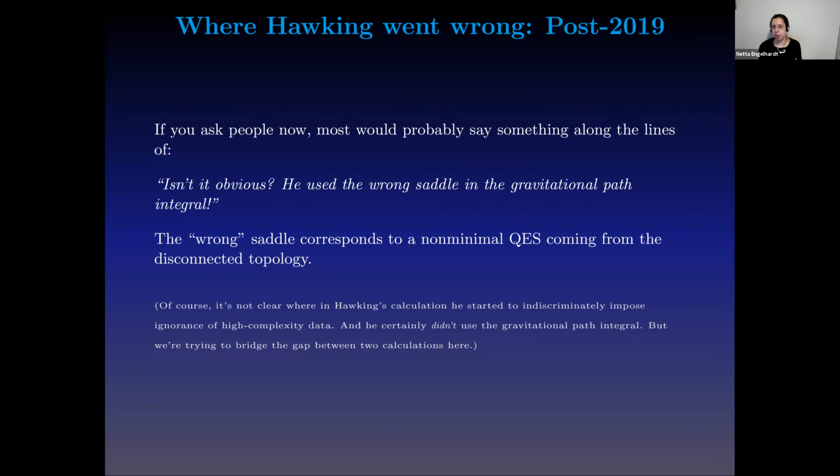Now, there's a caveat here, which is that, of course, if you look at Hawking's calculation, he didn't just say at some point, "and now I declare that I will forever ignore high complexity physics." And he also didn't at any point use the gravitational path integral. But of course, we're trying to bridge the gap between two calculations here. So if we can reformulate Hawking's calculation in terms of the QES formula and understand what's missing, that would be very helpful in understanding the difference between the two. Right. So this is just a caveat here that, of course, we're trying to understand what's going on here. Hawking didn't actually use quantum extremal surfaces, and exponential complexity didn't enter his calculations.